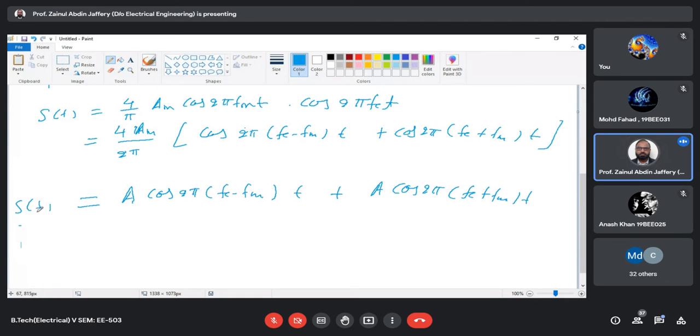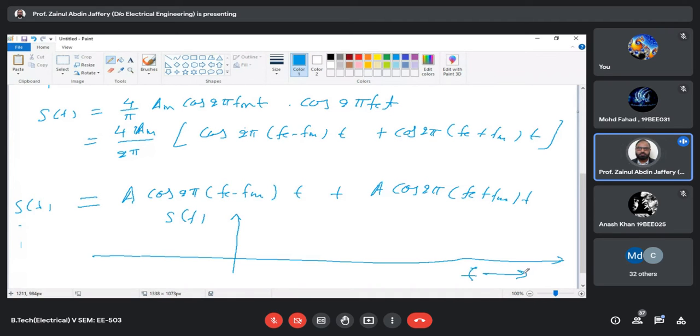And if you plot the frequency spectrum of this, this is your Sf and this is your f. So you will get two components. One is your fc minus fm, and the other will be your fc plus fm. And this is simply a DSB. So you know that this is your lower sideband and this is your upper sideband. Okay, that's good. That's all. So these are the two circuits we have already discussed.